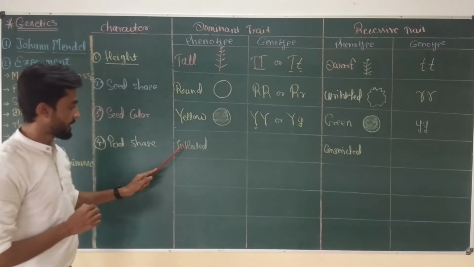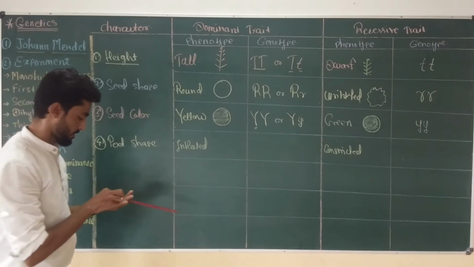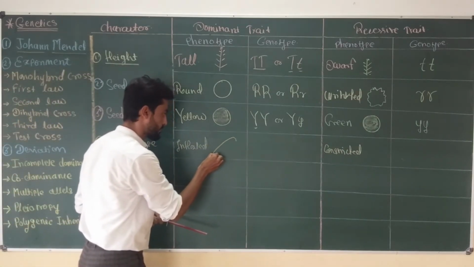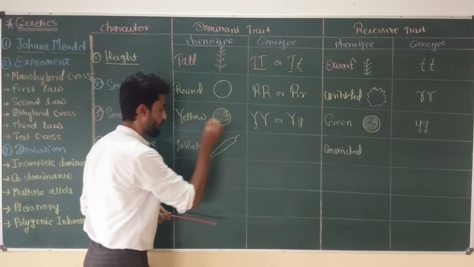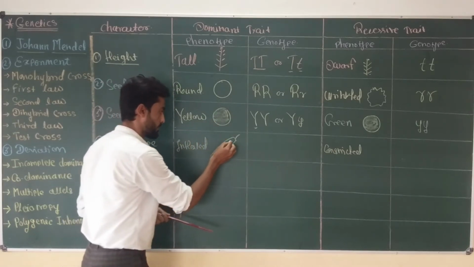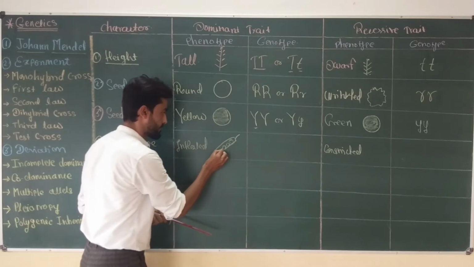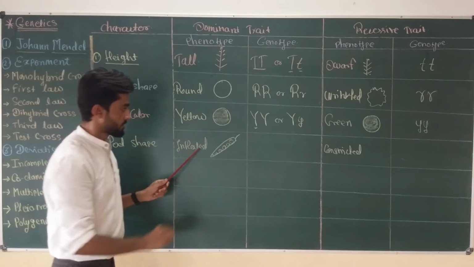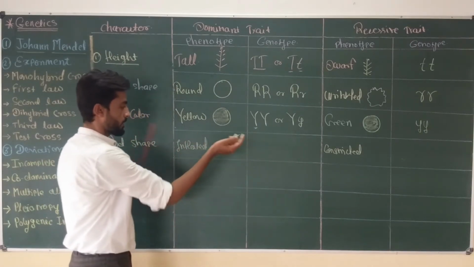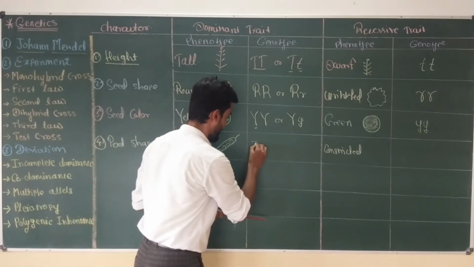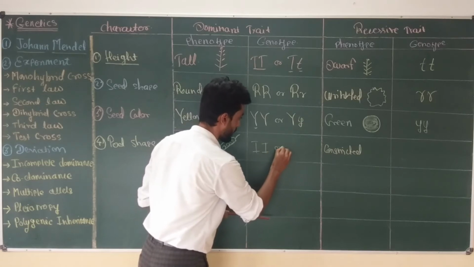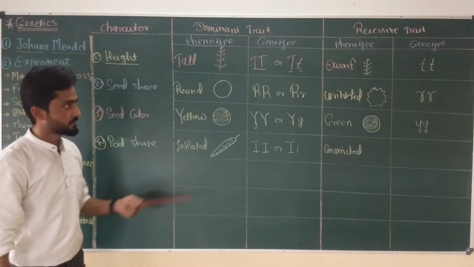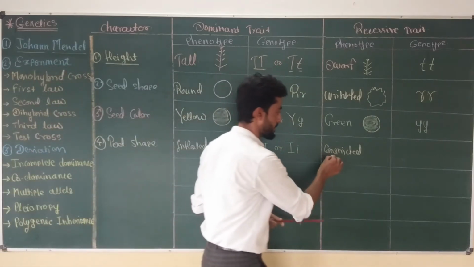Now the inflated pod is going to have a smooth shape. This is the pod, and inside this pod seeds are present like this. When we see the genotype of the inflated pod, it will be capital I capital I or capital I small i. Its recessive partner is constricted.